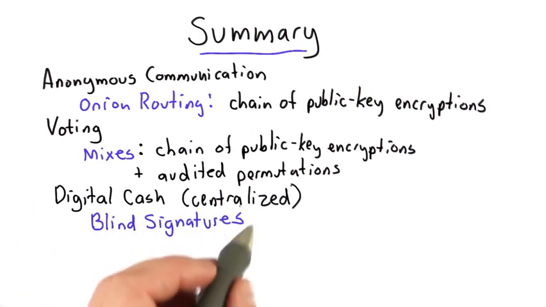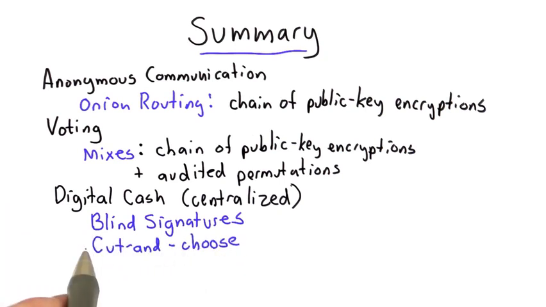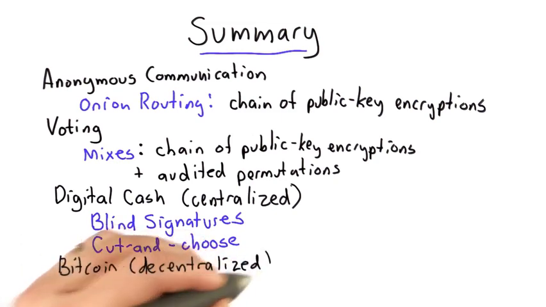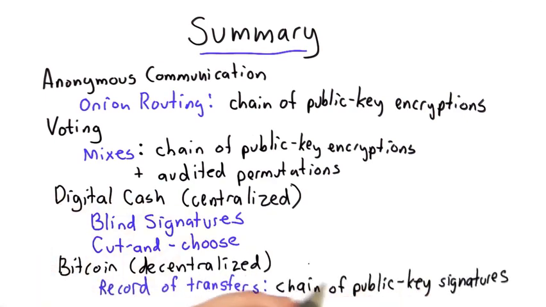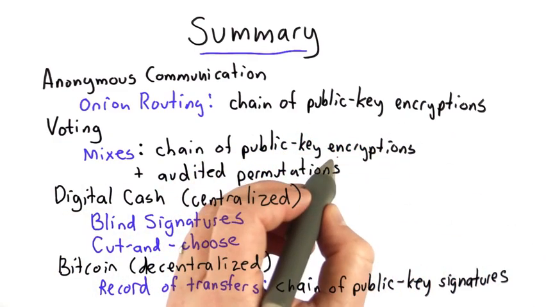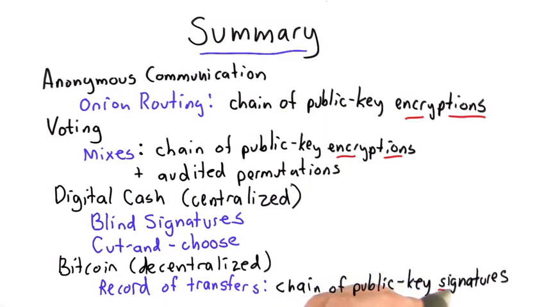This involved using blind signatures. But blind signatures pose the risk that if you don't know what you're signing, that's a big problem. So we talked about the cut and choose technique to verify the messages before signing the one that wasn't opened. And finally, we looked at Bitcoin, which provides a way to do decentralized digital cash. This also used a chain of public keys, but unlike onion routing and voting, where we were using chains of encryptions, in this case, we were using chains of signatures.